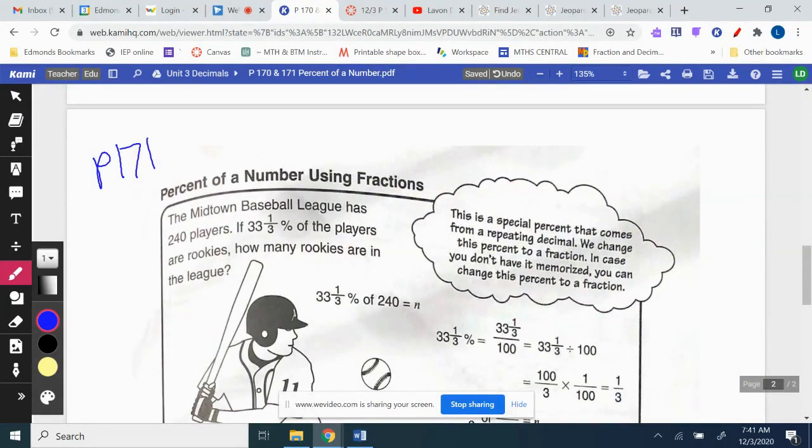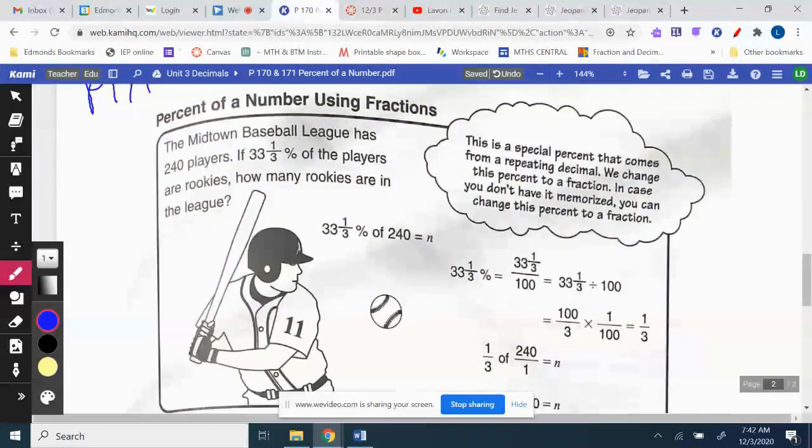Now we're going to get into fractions. Same thing, but we need to realize that if anything ends in a third or sixth, that's a repeating fraction. So this is going to be 1 divided by 3 times 240. And they come up with some mess to get you there. Just try it my way. See what you get.